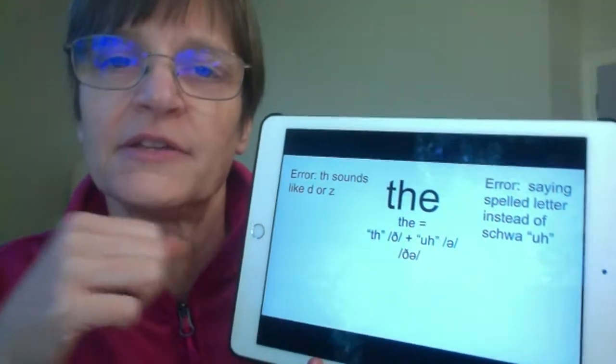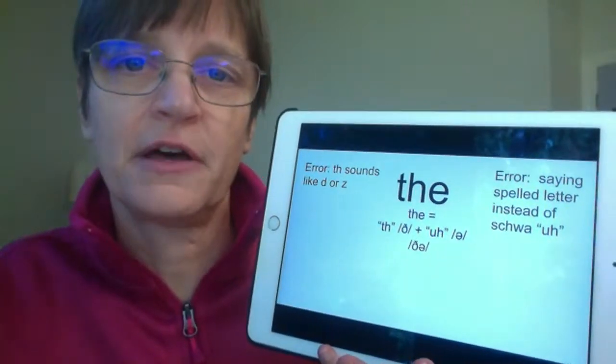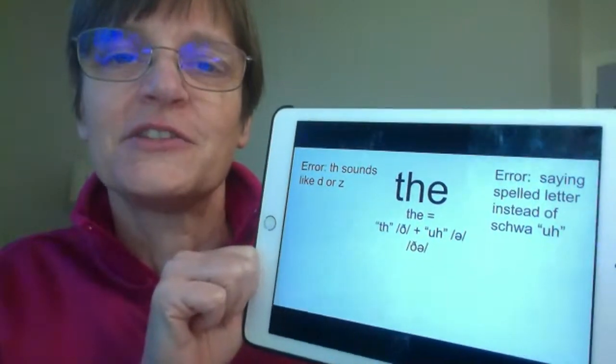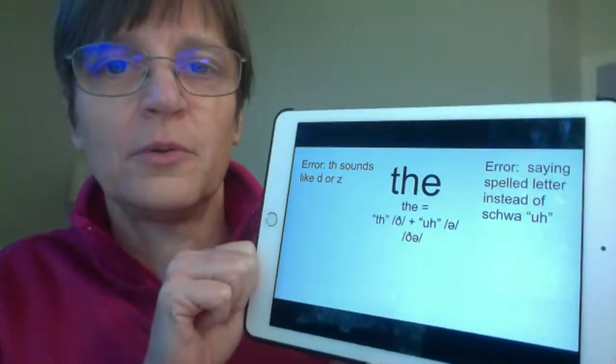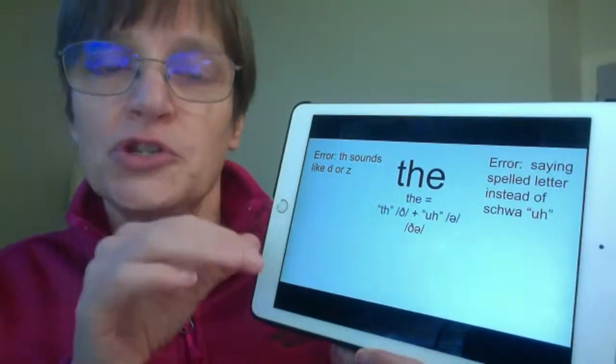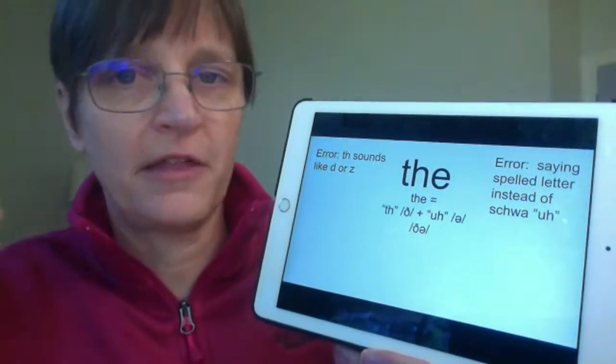The second error is that oftentimes people will pronounce this word as "thee" instead of "thuh." And as I've said in other classes, we do say "thee" in some contexts, when the next word starts with a vowel or we're stressing that word. But the majority of the time, we should be saying "thuh" with the schwa vowel rather than "thee."